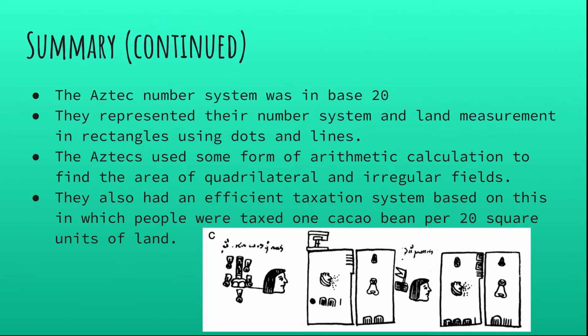They also had an efficient taxation system based on this, in which people were taxed 1 cacao bean per 20 square units of land. And then at the bottom here, you can see examples of the notation that the Aztecs used to represent numbers.